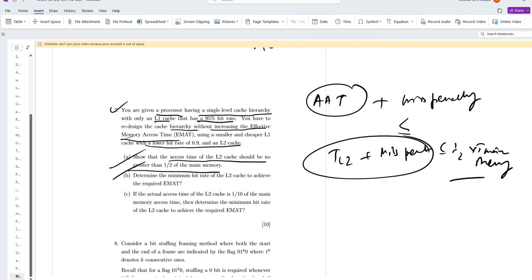Second is to determine the minimal. Okay, so these are all given values. Now here, what is given? The hit rate of the L1 cache, that is H1, is 0.95. We need to find out the hit rate of the L2 cache, H2. Access time is also T of L2, and the access time of T main memory is 2 into T L2, as per part 1.